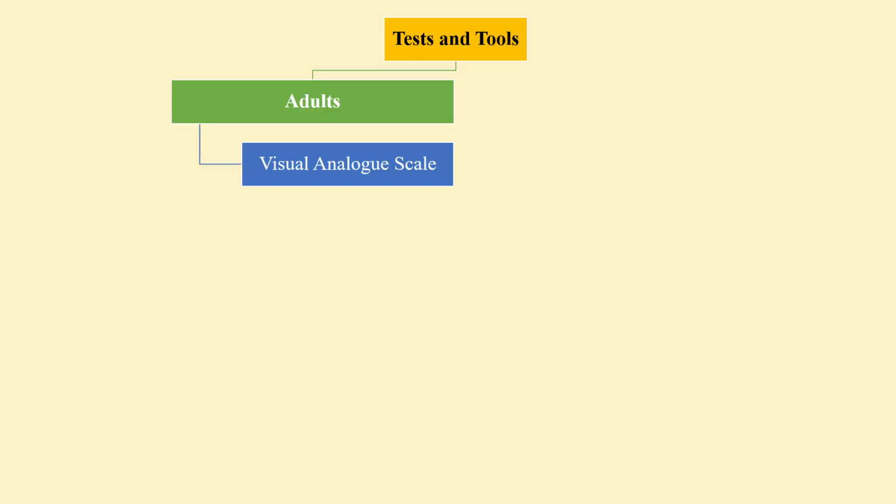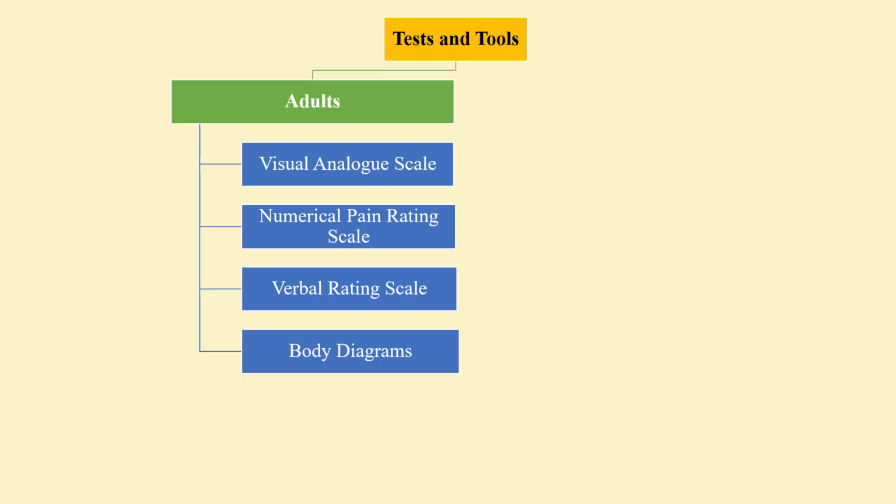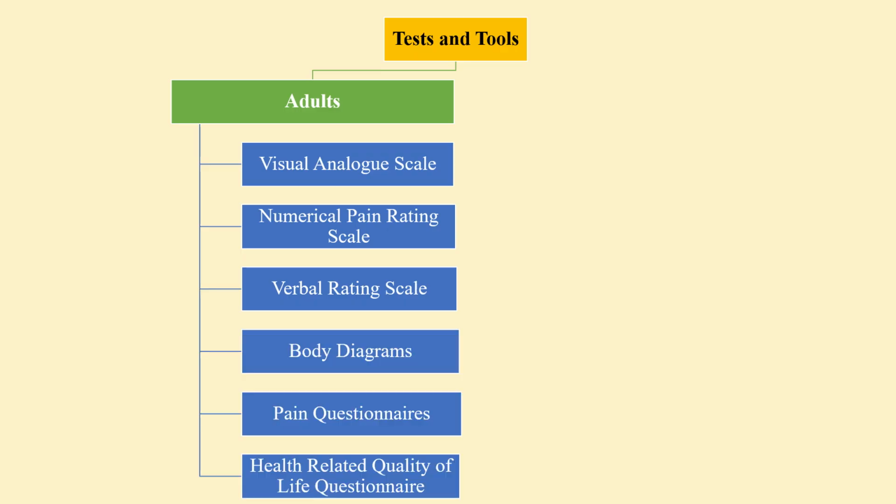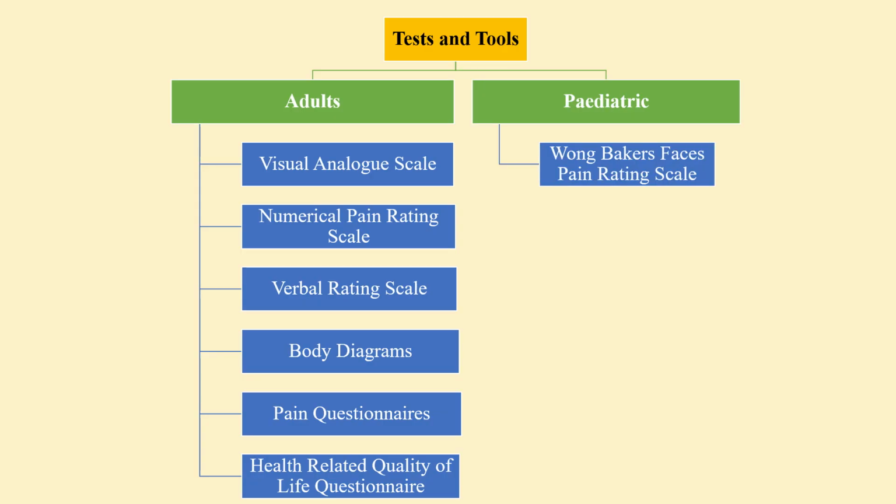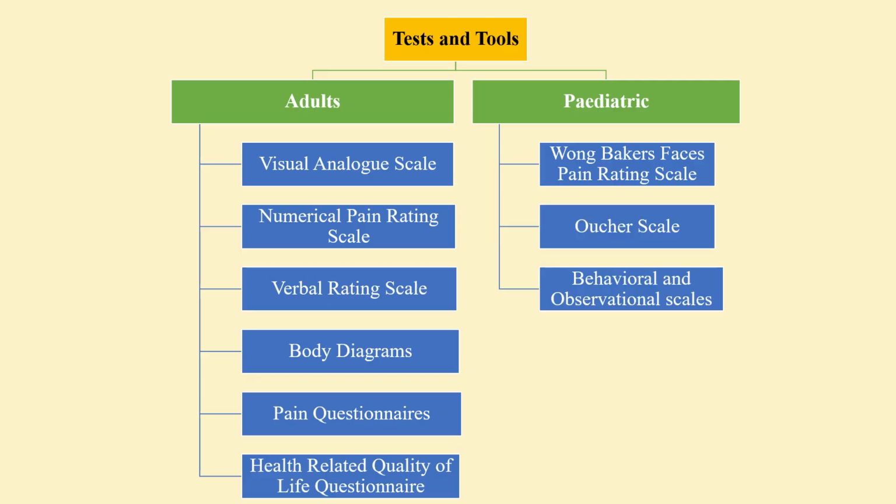Let us now look at the various tests and tools that are used for pain assessment. For ease of writing, I have divided them into adults and pediatric so that it is easier for us to look into each one separately. So in adults, we have the visual analog scale, the numerical pain rating scale, the verbal rating scale, the body diagrams, pain questionnaires, and health related quality of life questionnaires, of which pain assessment is a part. For the pediatric population, we commonly have the Wong-Baker FACES pain rating scale, the Oucher scale, and the behavioral and observational scales.